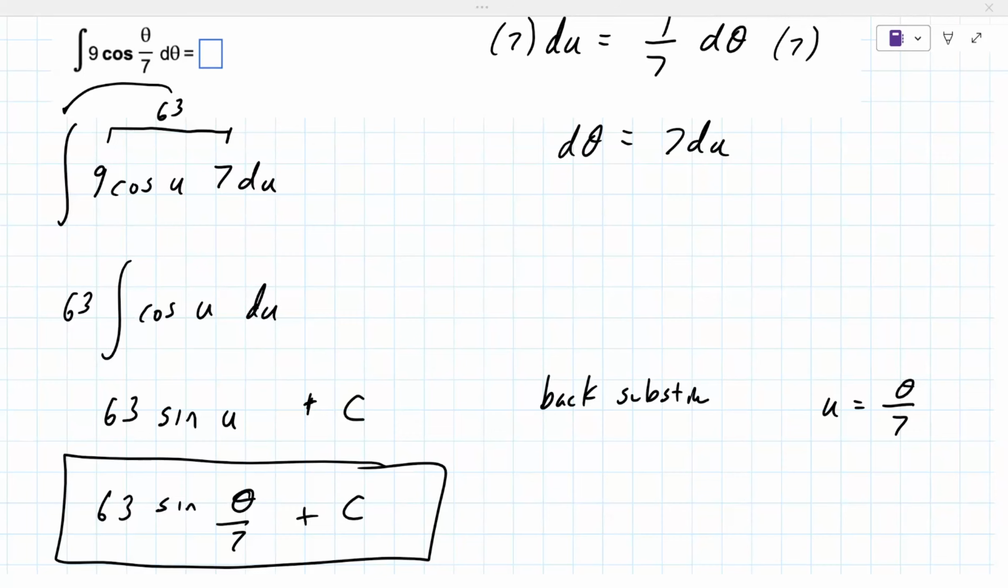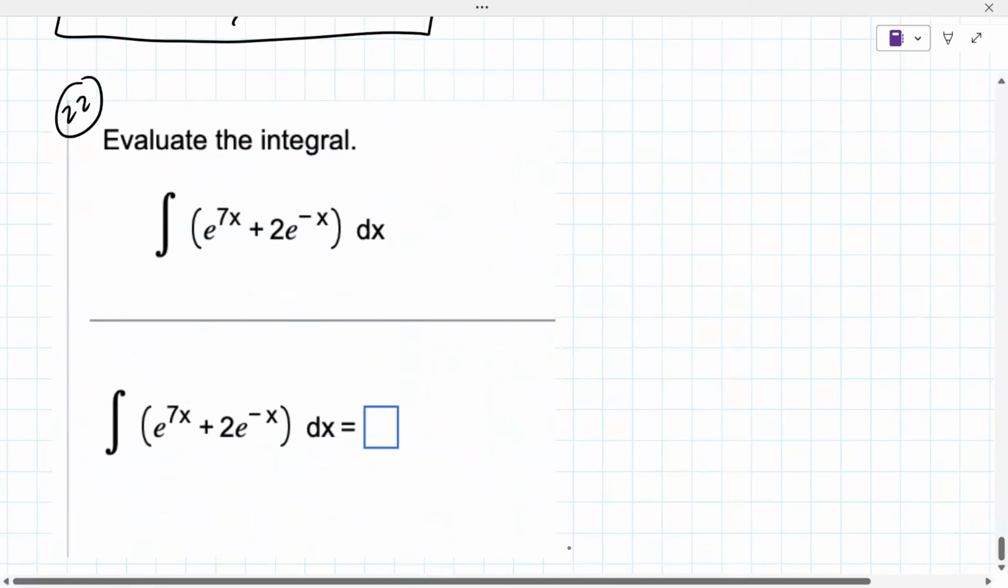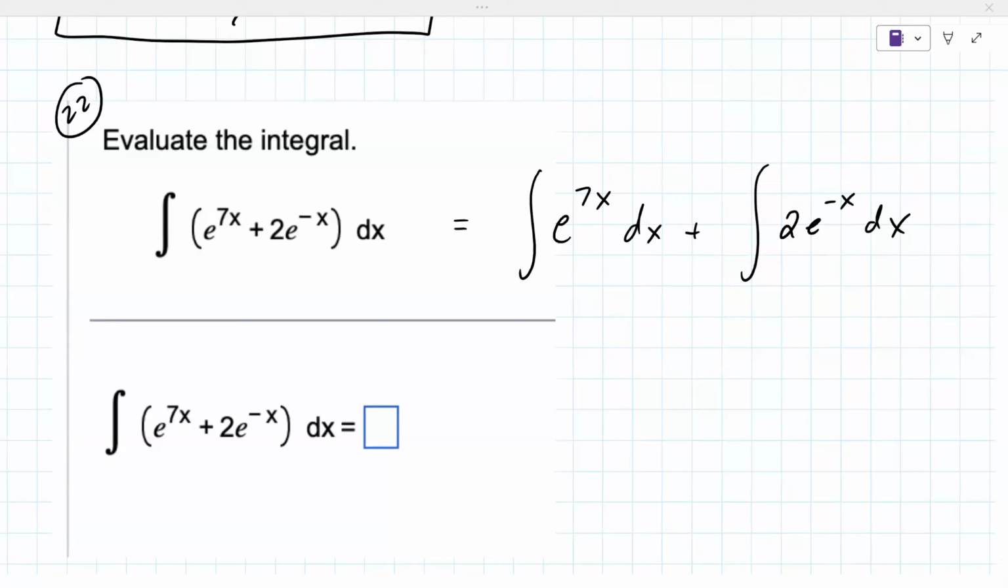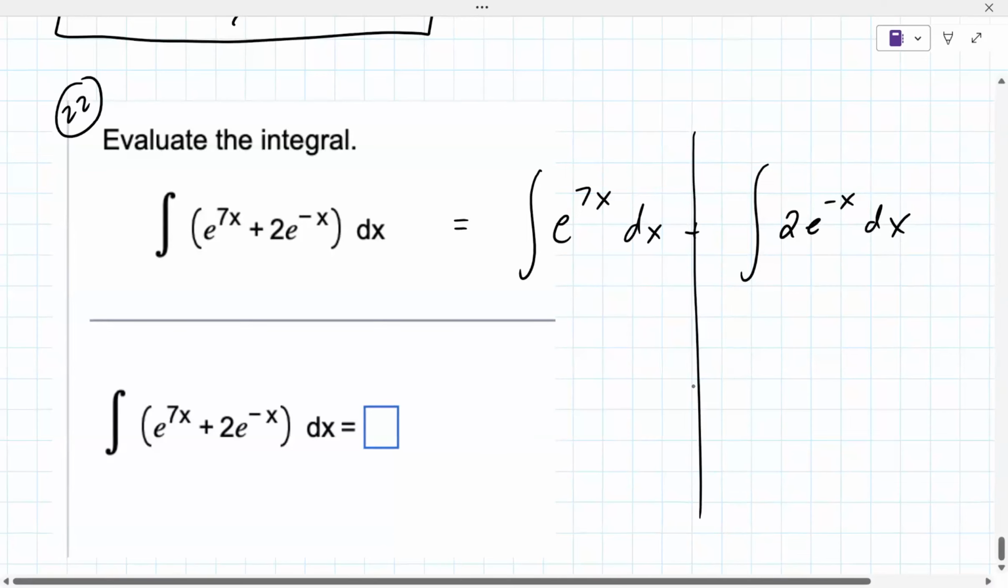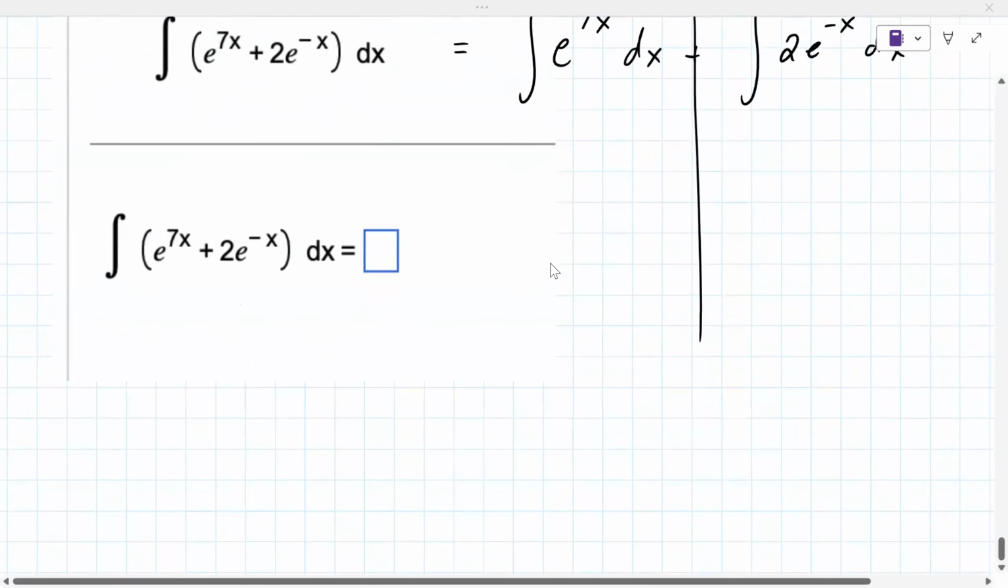22. So we haven't really talked about this idea, but you can actually break this up into two different integrals. So it's integral e to the 7x dx plus integral 2e to the minus x dx. So that's kind of thing one. You can always break them apart if you want. And it makes sense here because it's like two problems in one. You're going to do this one. So let's look at this e to the 7x first.